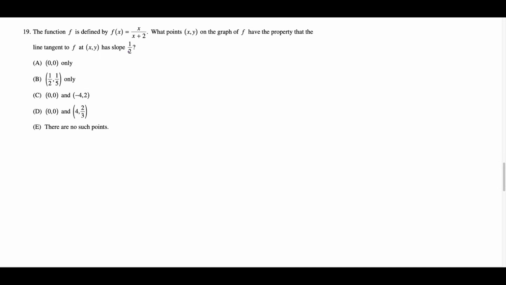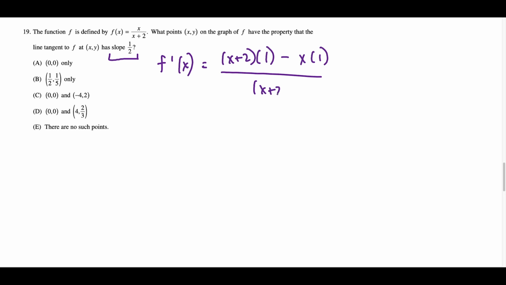So for this next question here, we have a function f of x, and we want to know which points on the graph of f have the property that the line tangent to f of x at those points have a slope of 1/2. So the moment you hear when is the slope equal to 1/2, you're going to take the derivative, and you're going to set the derivative equal to 1/2. So we're just going to do the quotient rule here. We're going to have x plus 2 times the derivative of the numerator, which is 1, minus x times the derivative of the denominator is 1, and we're dividing by x plus 2 squared.